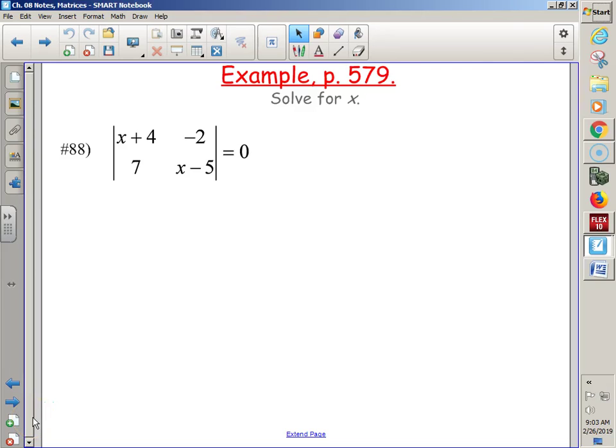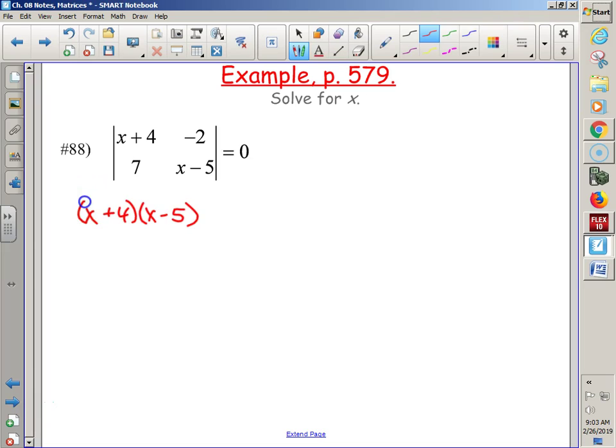Matrices. Determinant. So therefore, hopefully you guys just did x plus 4 times x minus 5 as your main, right? Minus opposite, minus negative 14. Are we good? All right. So we end up with x squared minus 5x plus 4x, minus x minus 20 plus 14 equals 0. Anybody get that?